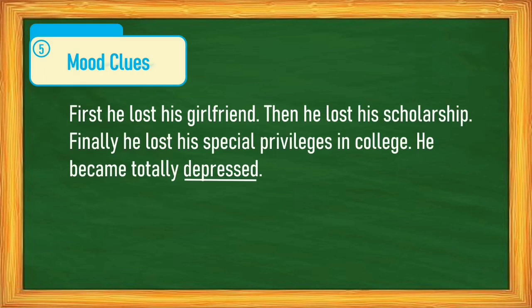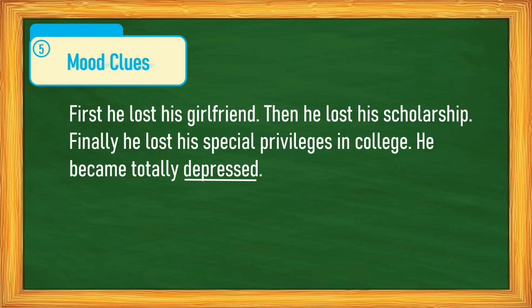When we say mood clues, it's like summarizing the entire clues. That's why it is also called summary clues. Let's take a look at our example. First, he lost his girlfriend. Then, he lost his scholarship. Finally, he lost his special privileges in college. He became totally depressed. Now, maybe for some of you, the word depressed is familiar. But of course, for some, the word depressed is a little difficult to understand.